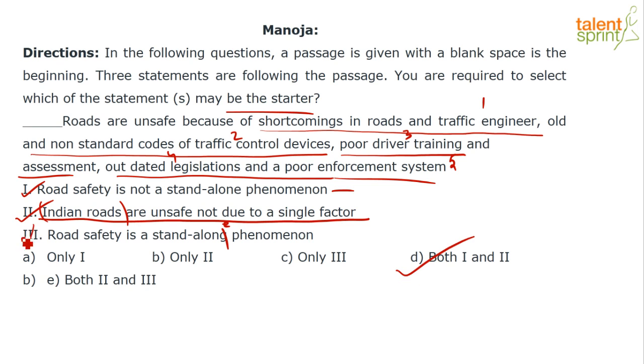So this you can close your eyes and eliminate because it is saying it is a standalone phenomenon, but that's not what the context supports. Standalone means something that is a single entity. But the context is saying, hey boss, if we need to keep our roads safe, these are all the things that are actually the root causes for that. Okay? Clear? Manoja?